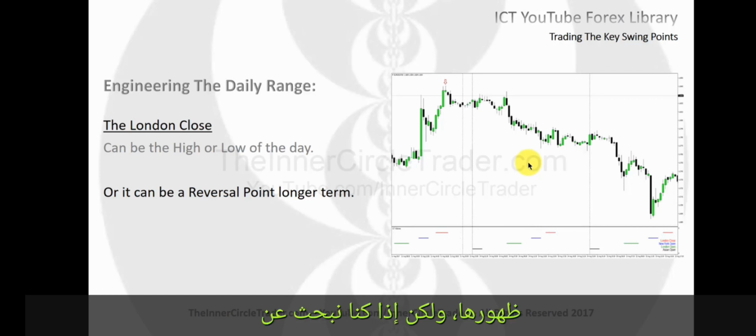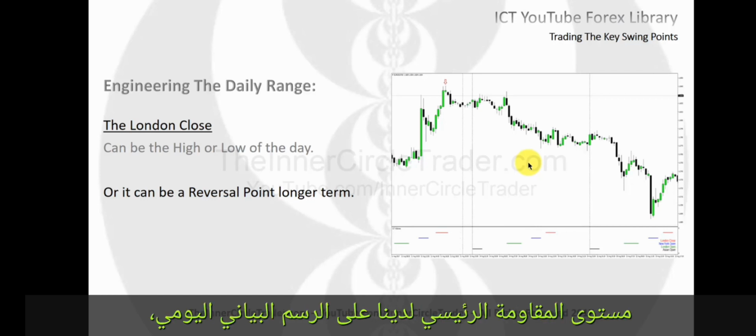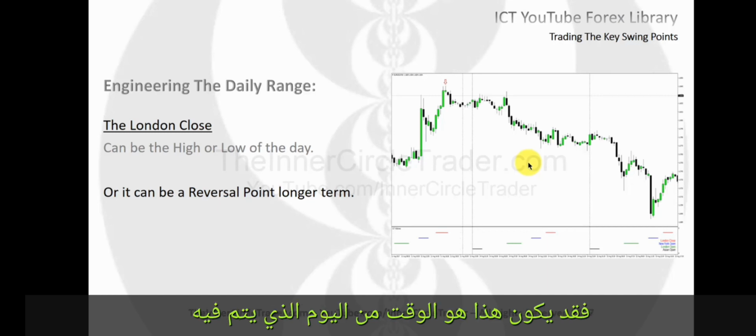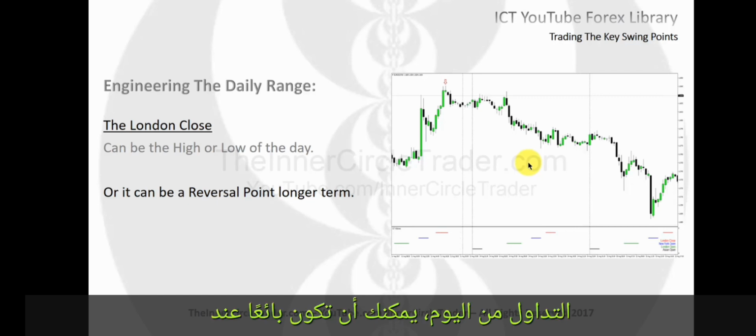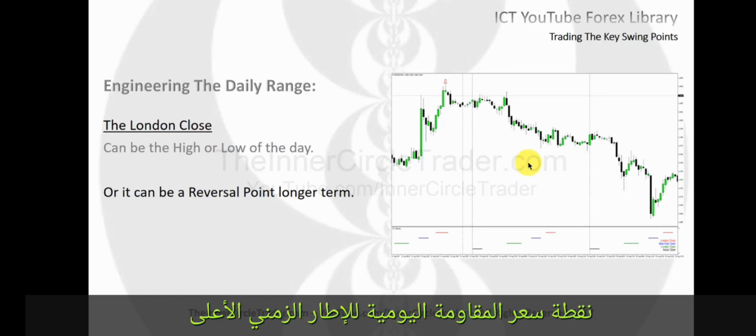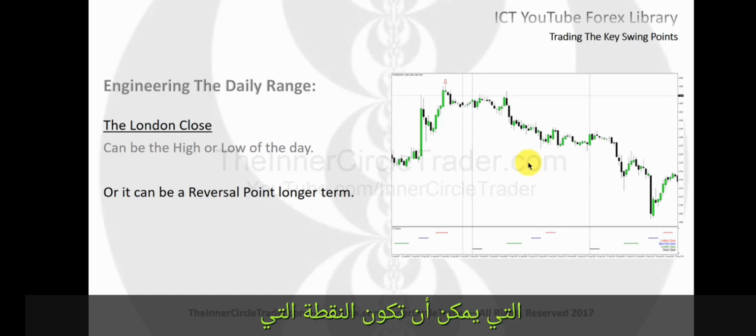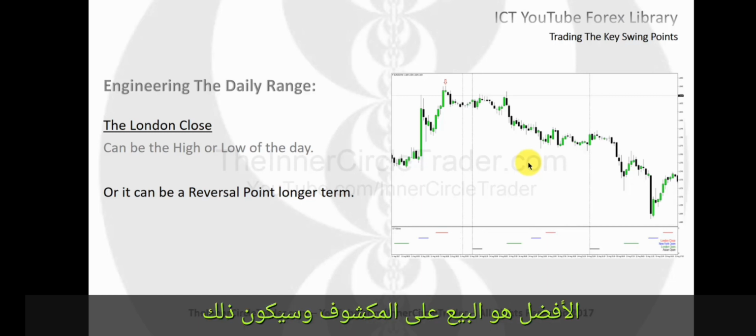But if we're looking for a key resistance level on the daily chart, that could be the time of day when London trades up to that key resistance point. And at the time of the day where it trades there, you could be a seller at London close, even while the day was bullish, because it's hitting that higher time frame daily resistance price point. That could be the point in which it's best to sell short.